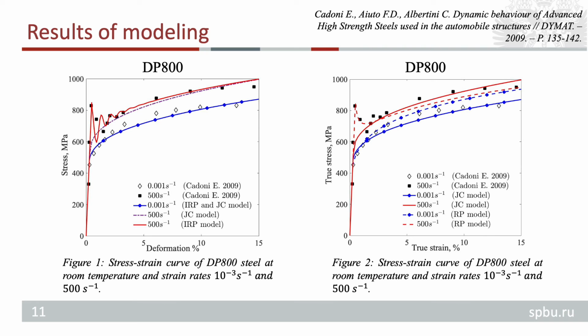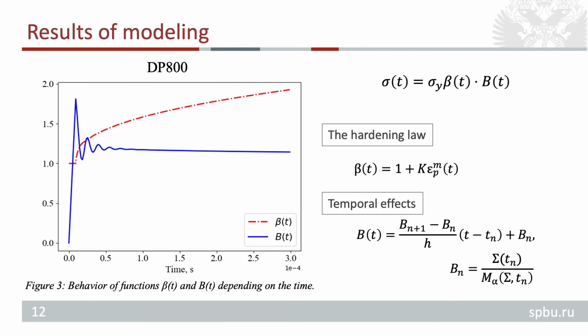The solid lines built by the RP model have a better correspondence with experimental data than the dotted line built by the Johnson-Cook model. In addition, the IRP model is better than the RP model in modeling the non-monotonic behavior of DP800, as shown in Figure 2. Figure 3 shows how functions beta and b vary with time. In the case of a constant strain rate, the product of these two functions will give us the stress-strain curve.